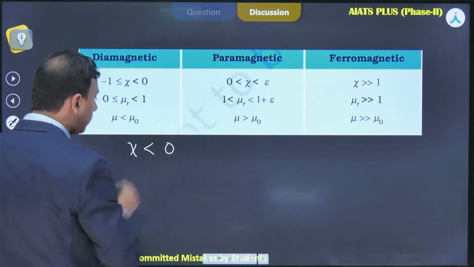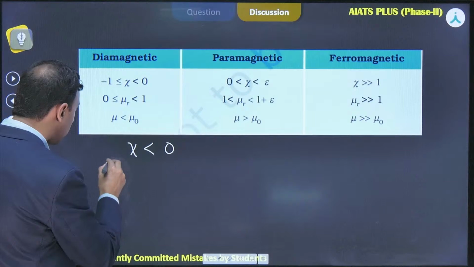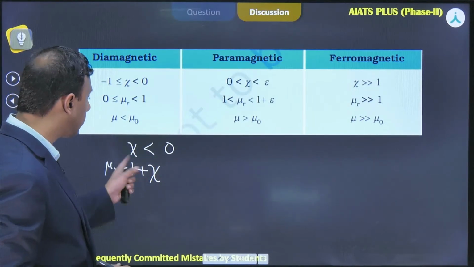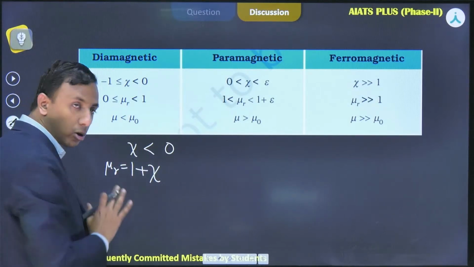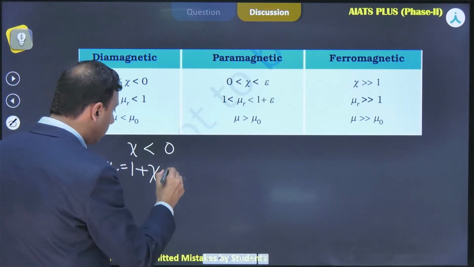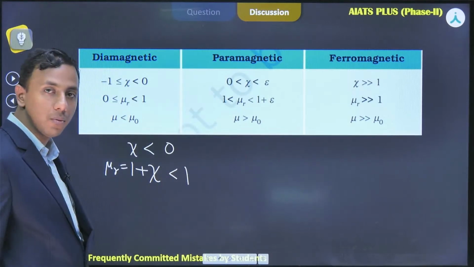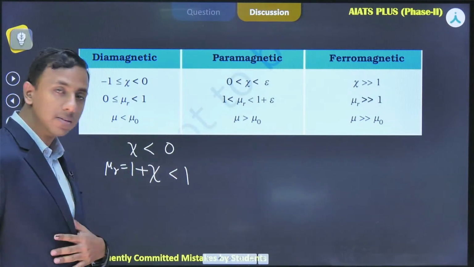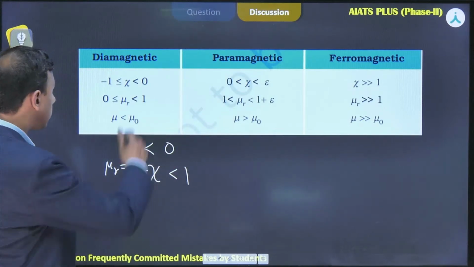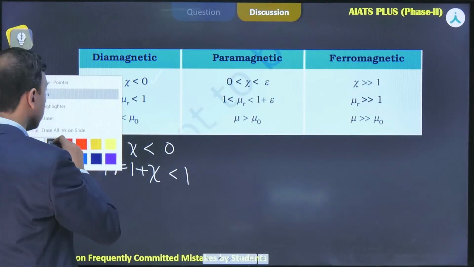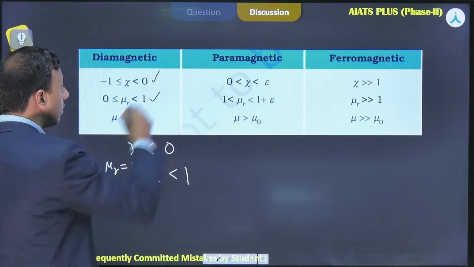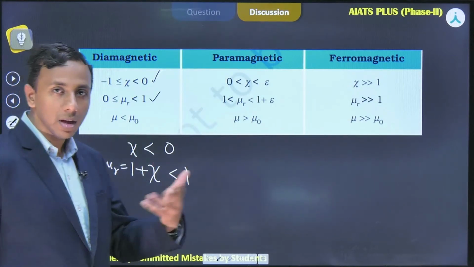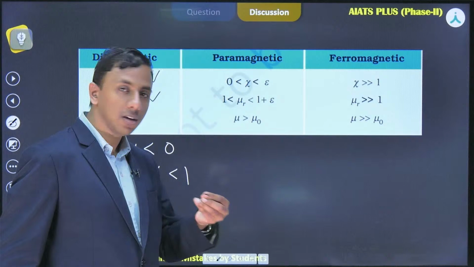So xi is less than 0, right? But what was mu r? Mu r was 1 plus xi. So if xi is less than 0, then mu r would become what? Just add 1 on both sides. It would become less than 1, isn't it? 1 plus xi is less than 1, that is mu r. So mu r is less than 1. Please remember these two: xi is less than 0 and mu r is less than 1. Obviously mu r has to be greater than or equal to 0, I mean it has to be a positive quantity.